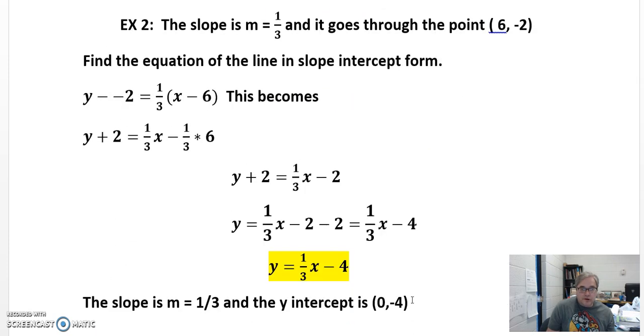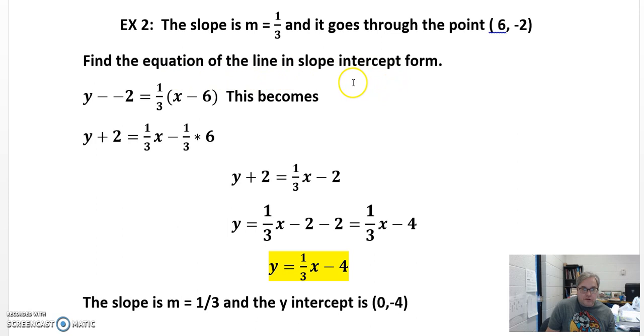Get to example 2 here. Example 2, slope is equal to 1/3. The point is 6, negative 2. Find the equation of the line in slope-intercept form.